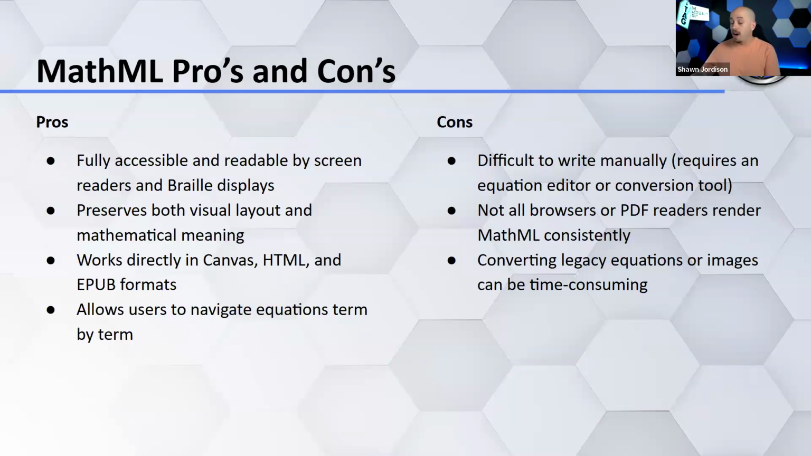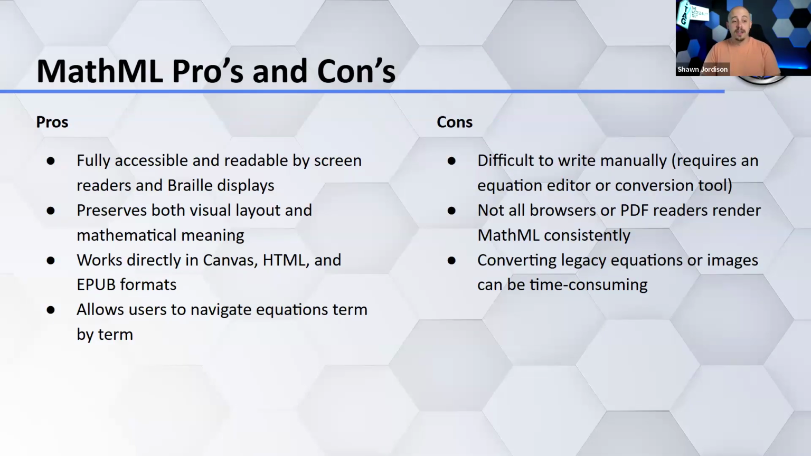There are some pros and cons to MathML. Here are the pros. It's fully accessible and readable by screen readers and Braille displays. It preserves both the visual layout and the mathematical meaning, works directly in Canvas, HTML, and EPUB formats, and allows users to navigate the equations term by term. It's what we call universally accessible.